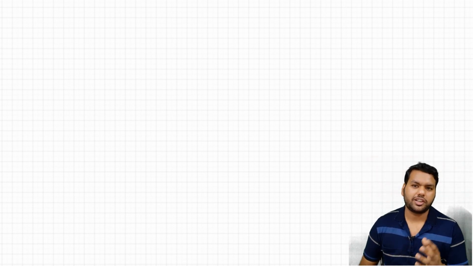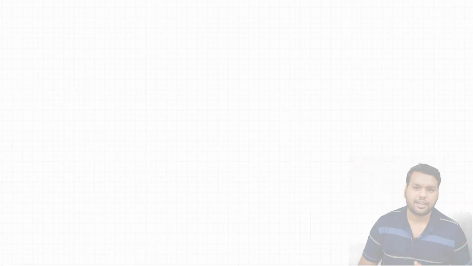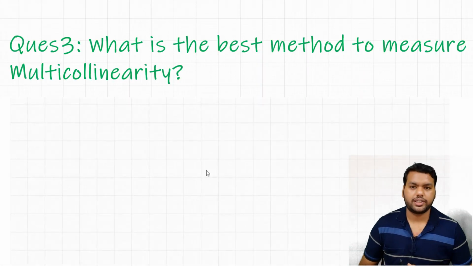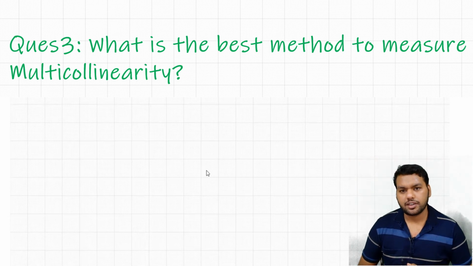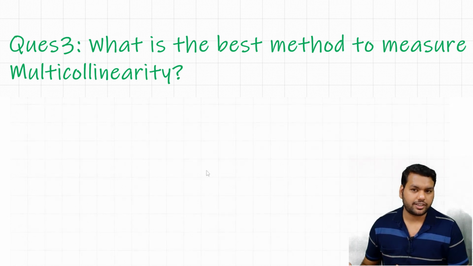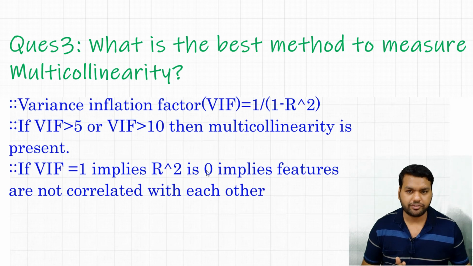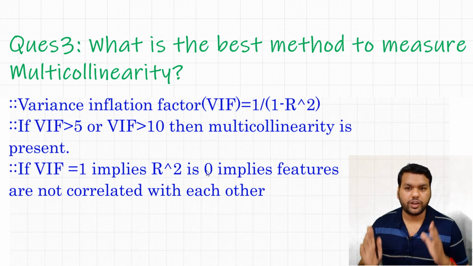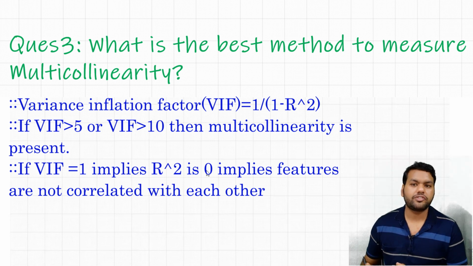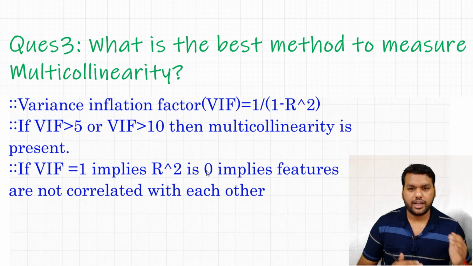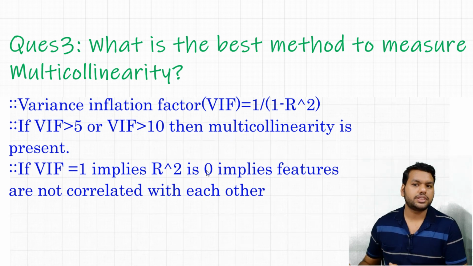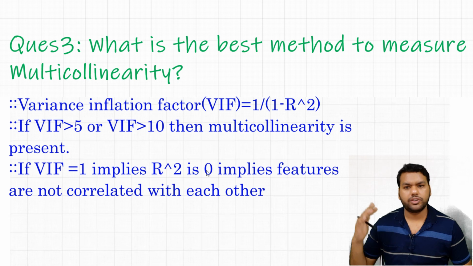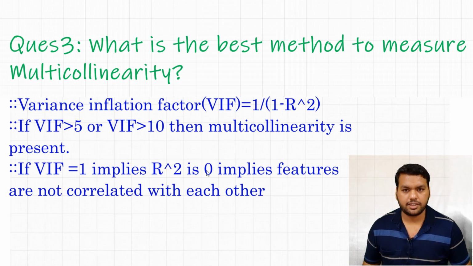So the third question you can face is how we can measure multicollinearity in the data set. Multicollinearity can be measured with the variance inflation factor, also known as VIF for short. This is a most important question. Variance inflation factor is defined as 1 divided by 1 minus R square, and with the help of this variance inflation factor we can measure the multicollinearity.